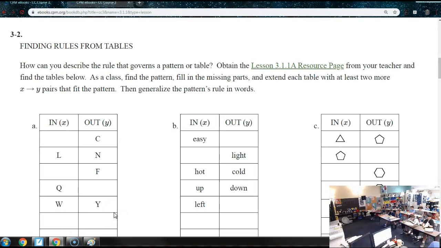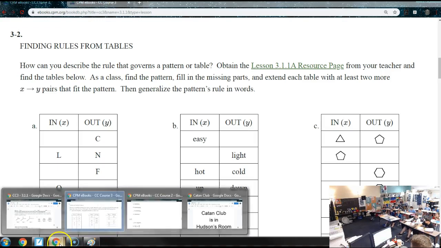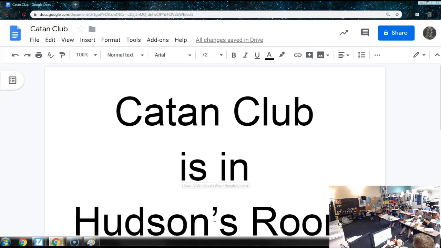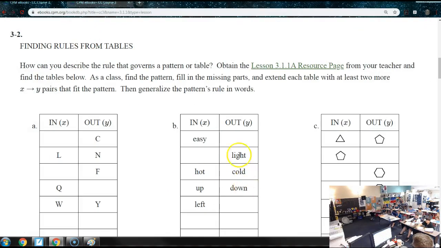All right, so on your resource page, we might have time to work on it at the end. I would just keep it out. We already checked it. You can put it away if you want, or just wait until you get your binder back. What did you say about Catan Club? It's in Mr. Hudson's room. This popped up, and this is what I get for going off to the side. I should learn better. But this just said Catan Club is in Hudson's room, so I said Catan Club is in Hudson's room because that popped up.